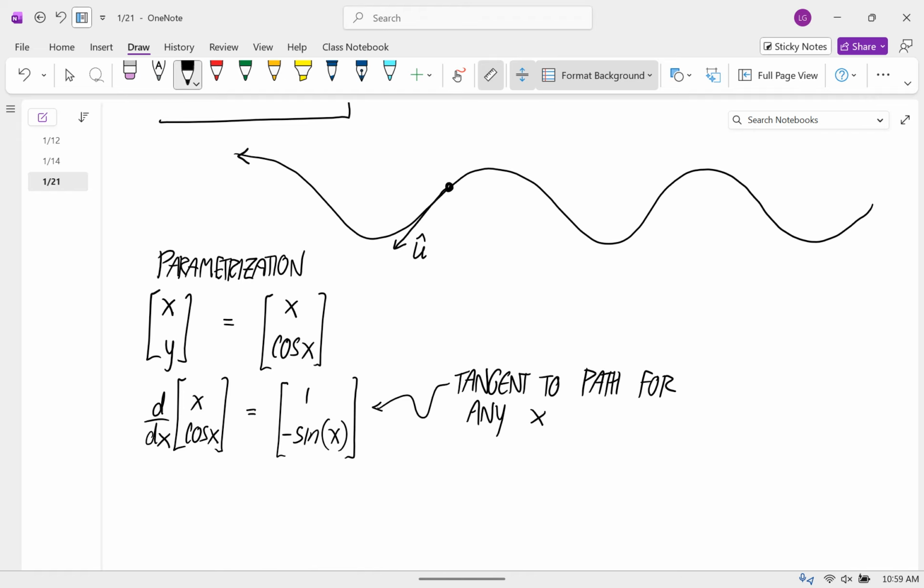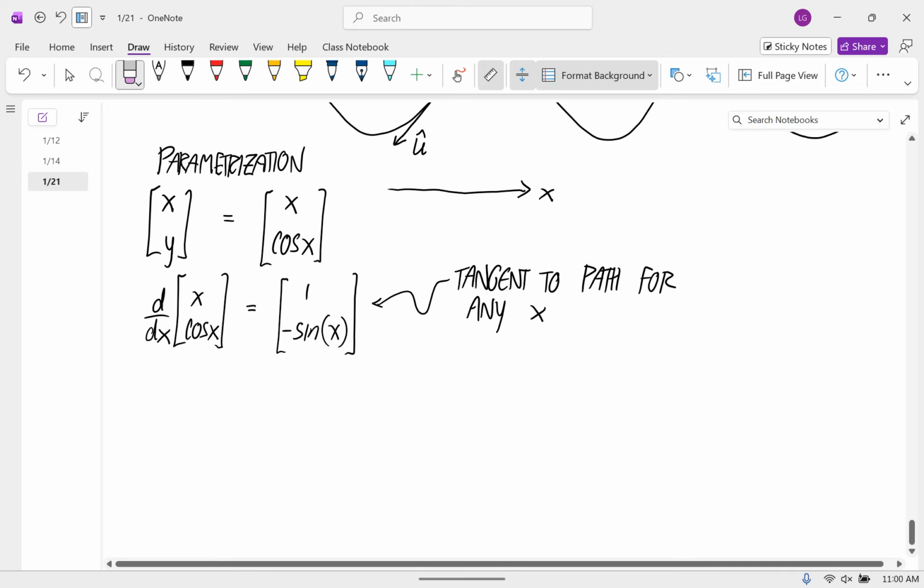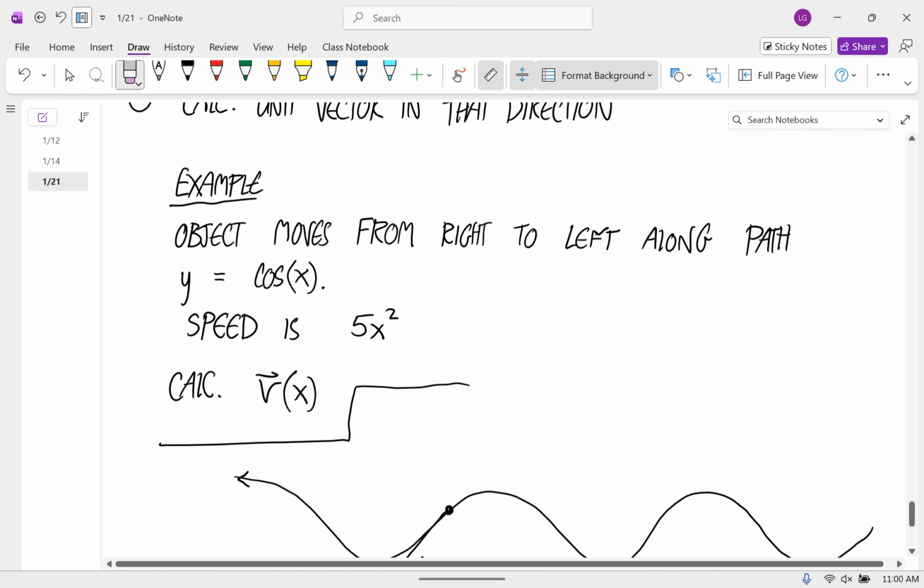But there's one concern here, and that is that increasing x means going this way. Since this is going from right to left, we need the opposite direction, right? This would be giving us a vector going this direction. We don't want that. That's the opposite of the direction that we want. How did you know that? That it's going right to left, I gave that. The object moves from right to left.